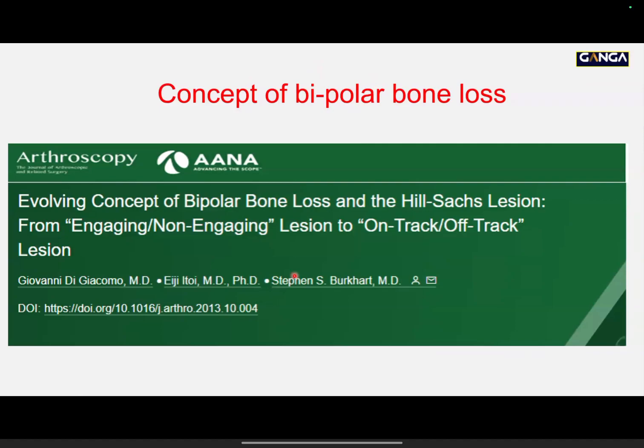So how to calculate bone loss? You can all go through this article, bipolar bone loss, Hill-Sachs lesion.